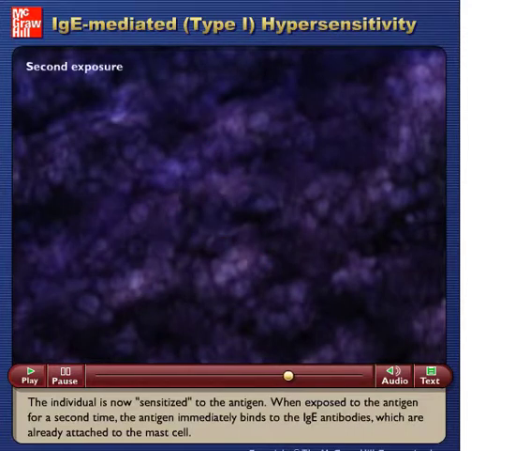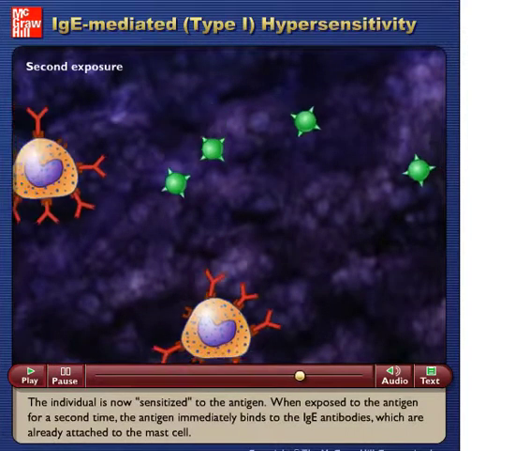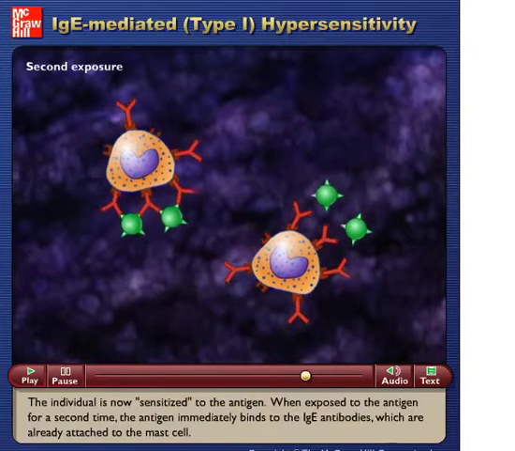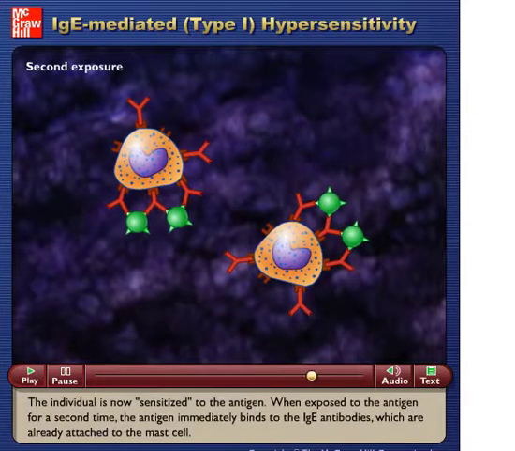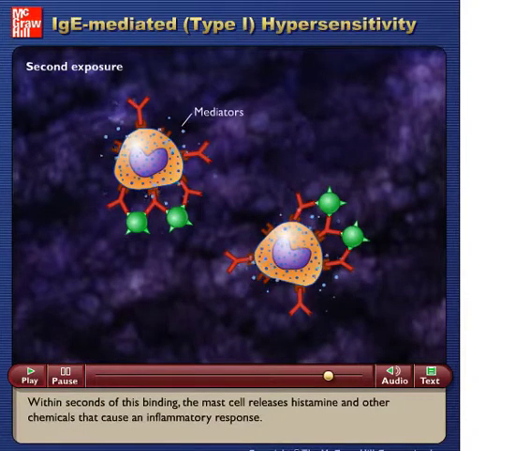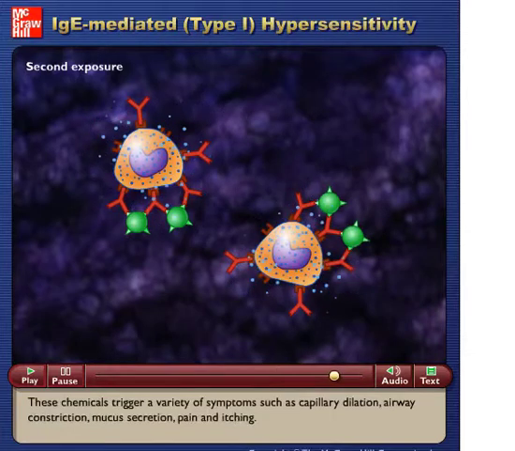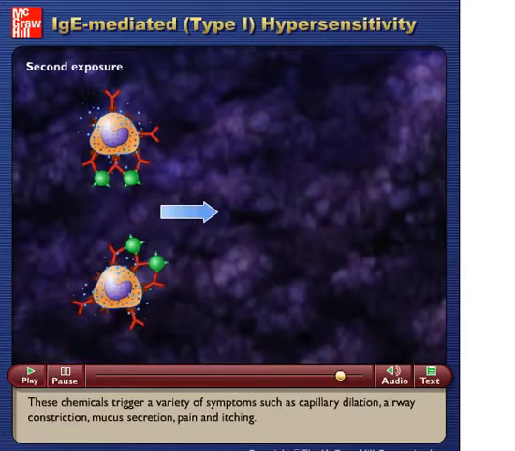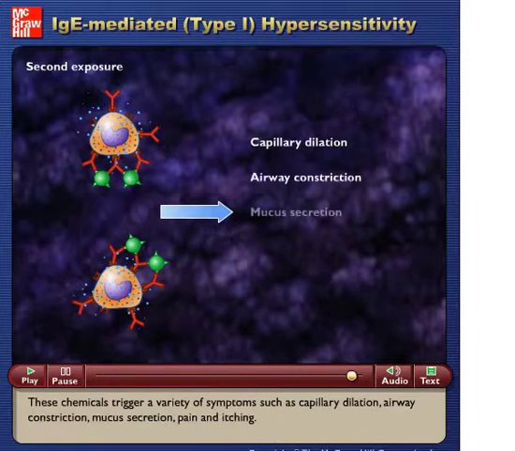When exposed to the antigen for a second time, the antigen immediately binds to the IgE antibodies, which are already attached to the mast cell. Within seconds of this binding, the mast cell releases histamine and other chemicals that cause an inflammatory response. These chemicals trigger a variety of symptoms such as capillary dilation, airway constriction, mucus secretion, pain, and itching.